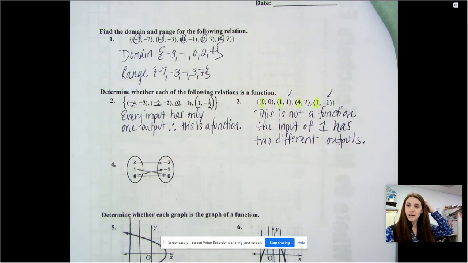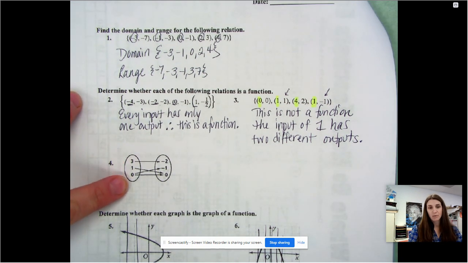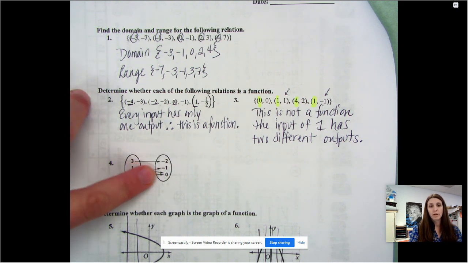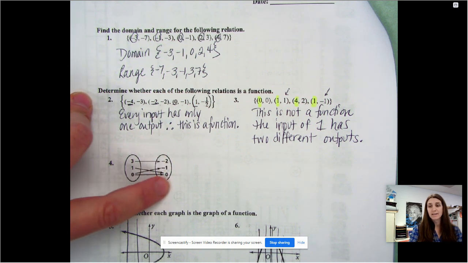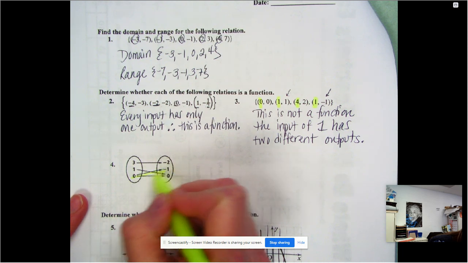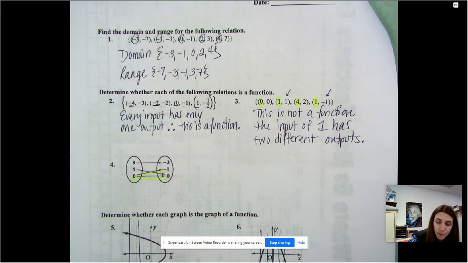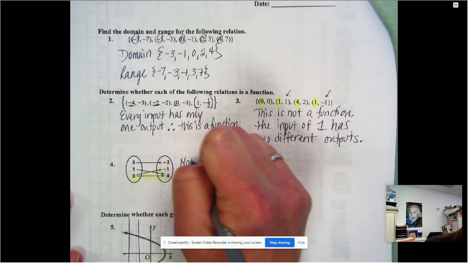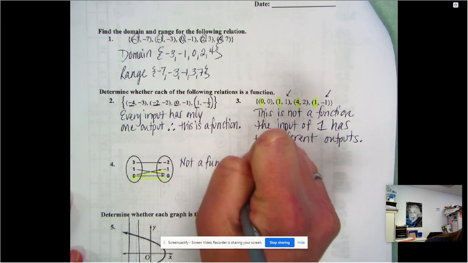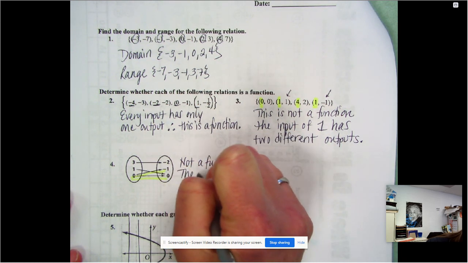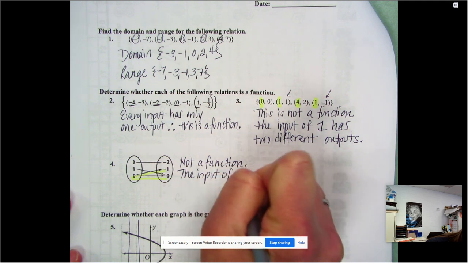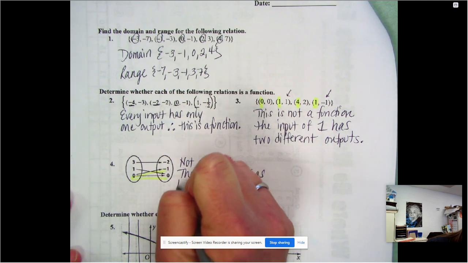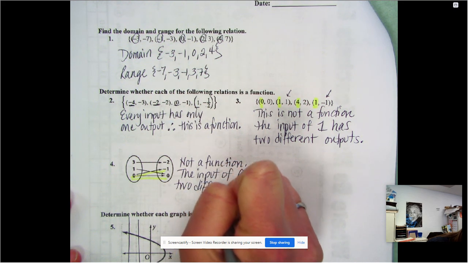Okay, hopefully you got that one right. Number 4, again, these are my inputs, my x's. I want to be looking for the output. So 3 outputs -2. 1 outputs 0. 0 outputs -1 and 0. So 0 has too many outputs. So again, not a function. The input of 0 has 2 different outputs.